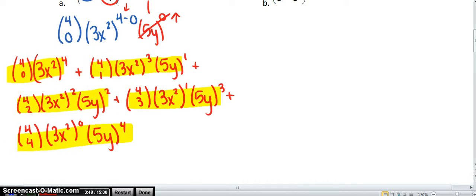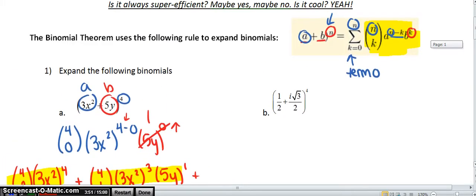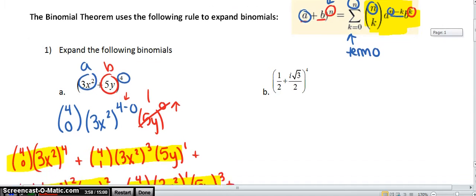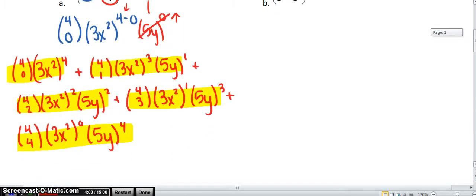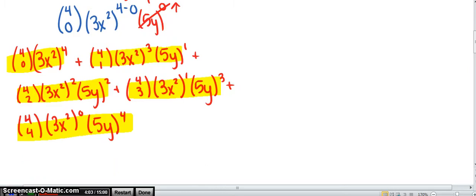So again, it's not necessarily super efficient. It may be more efficient than expanding out like 3x squared plus 5y to the 13th, because that would take a really long time to do by hand. But it's a really cool way to see that we have connections between sequences and combinations.